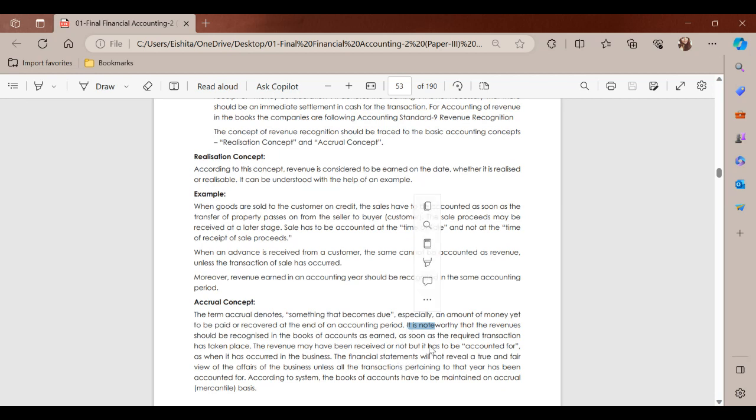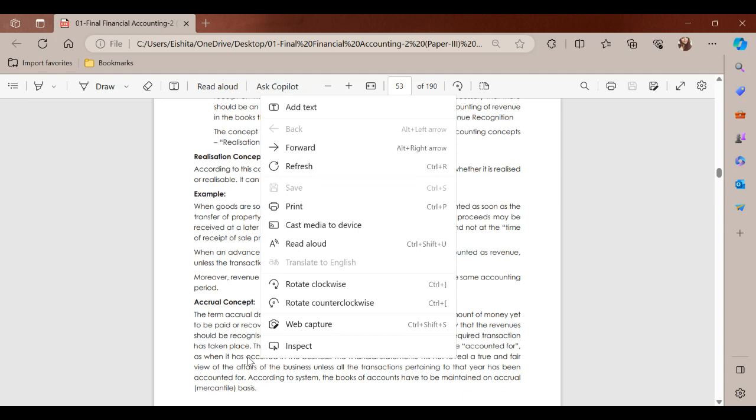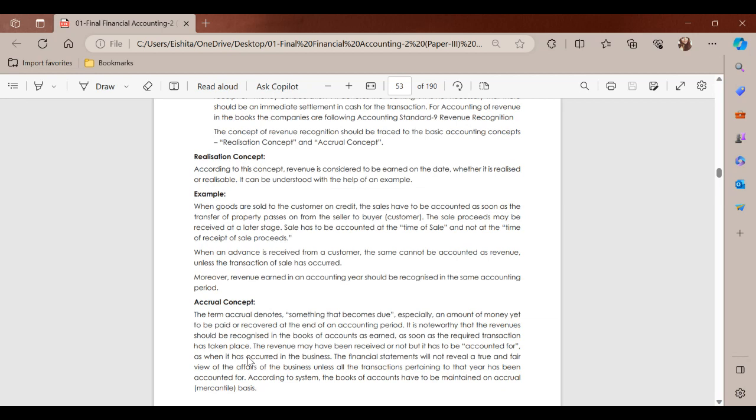It is noteworthy that the revenue should be recognized in the books of account as earned as soon as the required transaction has taken place. The revenue may have been received or not, but when it has accrued in the business, it is recognized. So the revenue has accrued to me and I have shown that in the books of accounts.